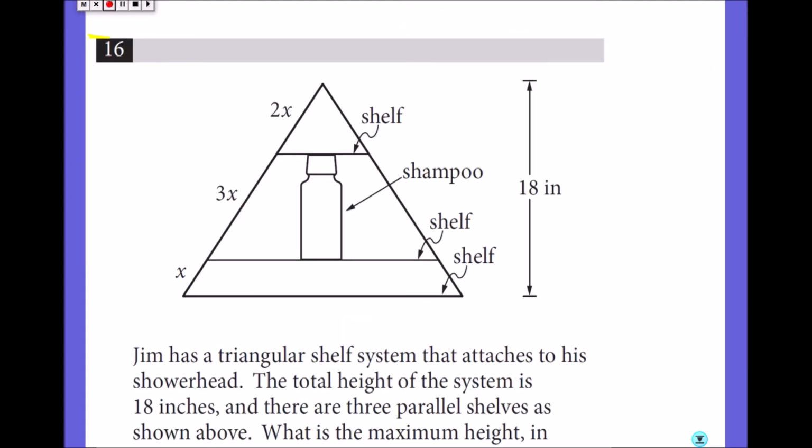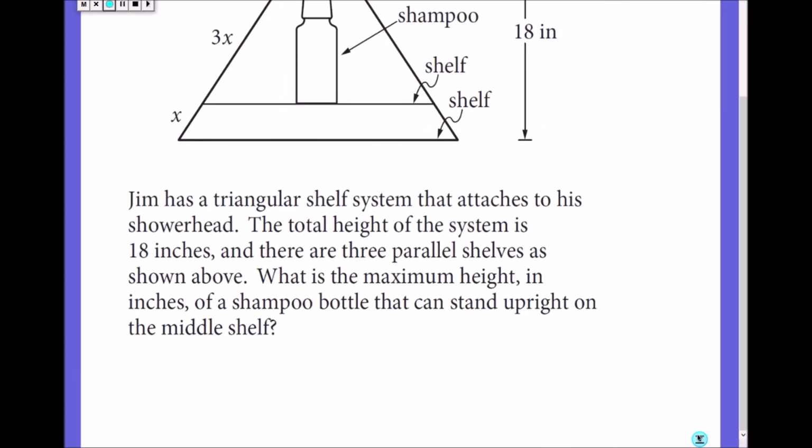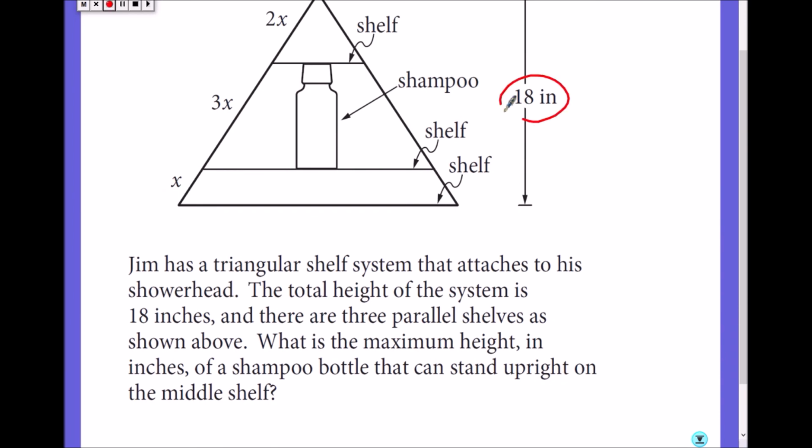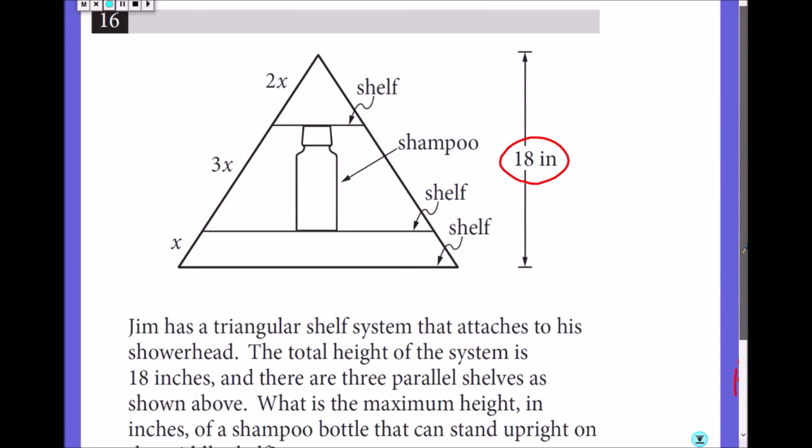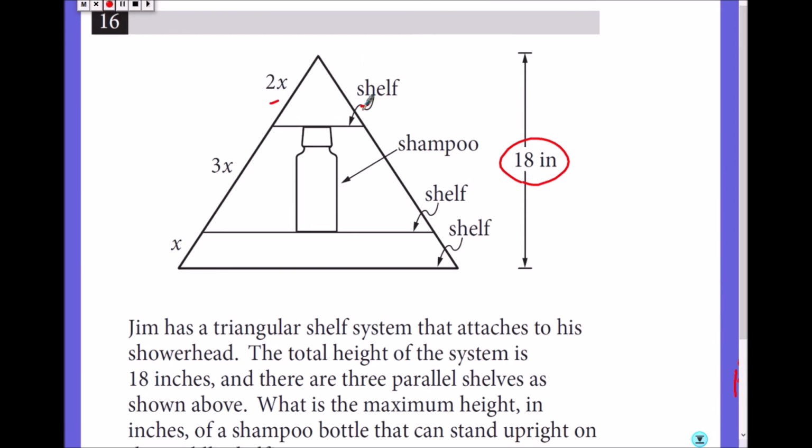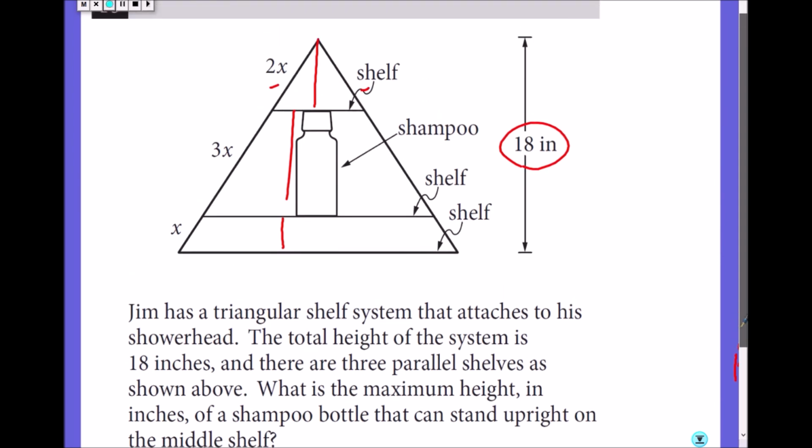All right, Jim has a triangular shelf system attached to his shower head. The total height of the system is 18. So total is 18. And there are 3 parallel shelves as shown. So that means they're all, right, this and those, the heights are proportional. What is the maximum height in inches of the shampoo bottle that can stand upright on the middle shelf?